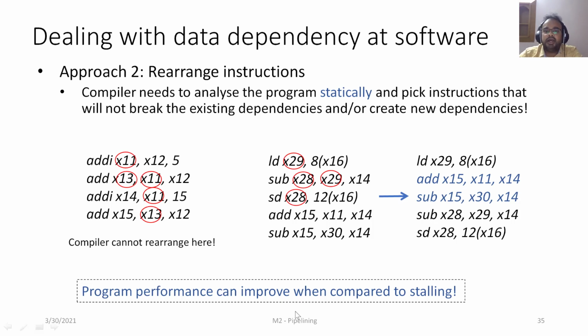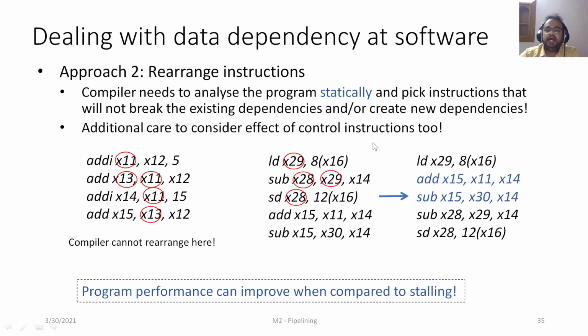The example I took has only arithmetic instructions, right? But things get even trickier if we have control instructions, the reason being that control instructions will create control dependencies. That's what we are going to see in the next lecture. But for the moment, just ignore the control instructions. Even without the control instructions, the compiler has very limited scope for finding safe instructions and placing them in between the producer and consumer instructions, right?